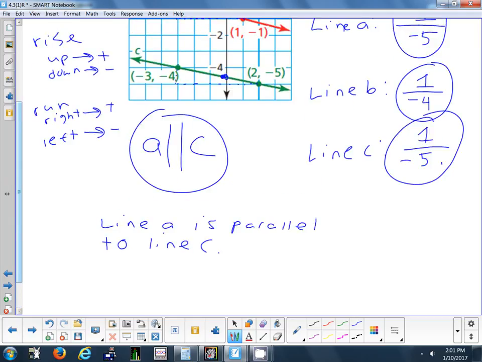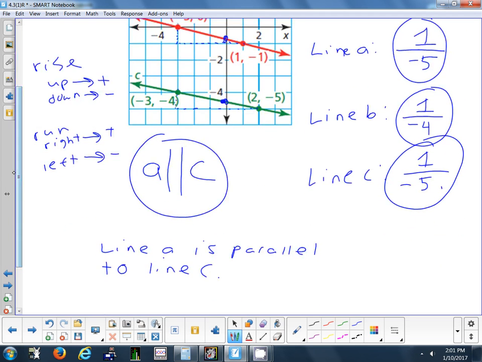Okay, I like this, it's a little shorter. Okay, so I usually do that. And that's it. So line A is parallel to line C.